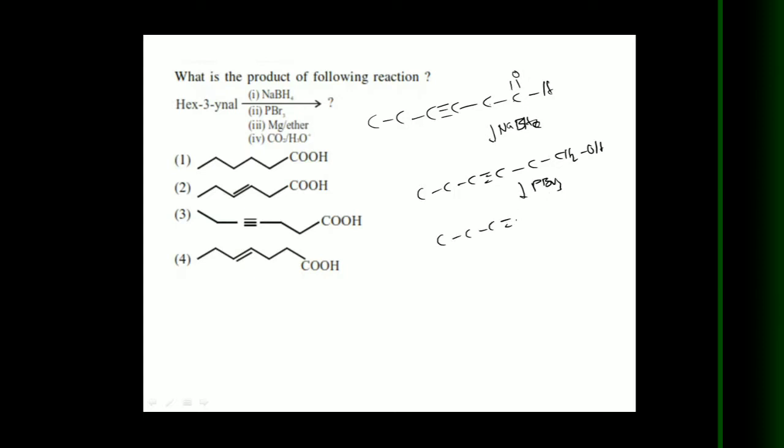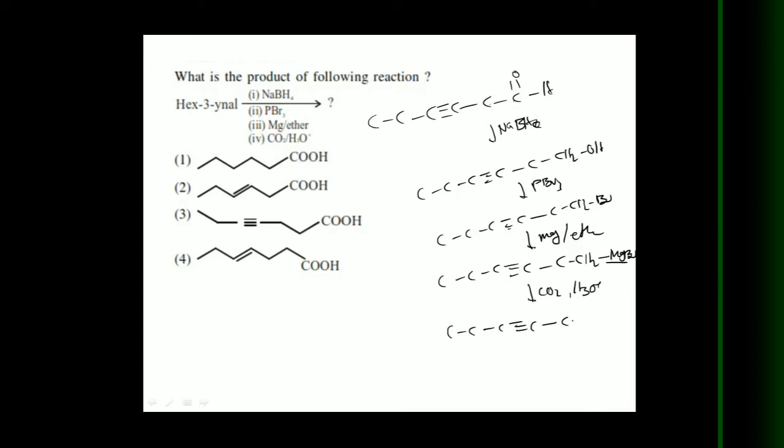So here C triple bond C, with CH2Br. Now reaction with magnesium in ether solvent is the preparation of the Grignard reagent, so CH2MgBr. Now this reacts with CO2 followed by hydrolysis. In place of MgBr, we get COOH. That means CH2COOH, so the answer is 3.